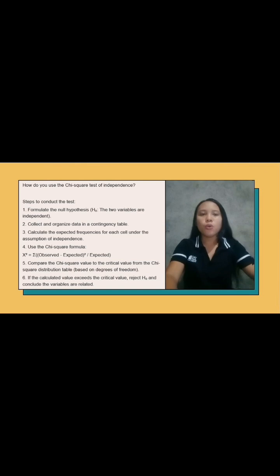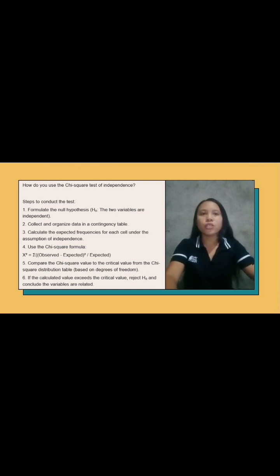How do you use the chi-square test of independence? Steps to conduct the test. Number 1. Formulate the null hypothesis, H0: the two variables are independent. Number 2. Collect and organize data in a contingency table. Number 3. Calculate the expected frequency for each cell under the assumption of independence.